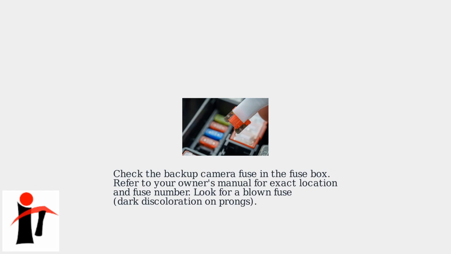If software reboots don't resolve the backup camera issue, the next step is a simple hardware inspection starting with the fuse. Check the fuse associated with the backup camera. The fuse box location and specific fuse number are detailed in your Tesla Model 3 owner's manual. Visually inspect the fuse to ensure it isn't blown. A blown fuse will show dark discoloration on its metal prongs.